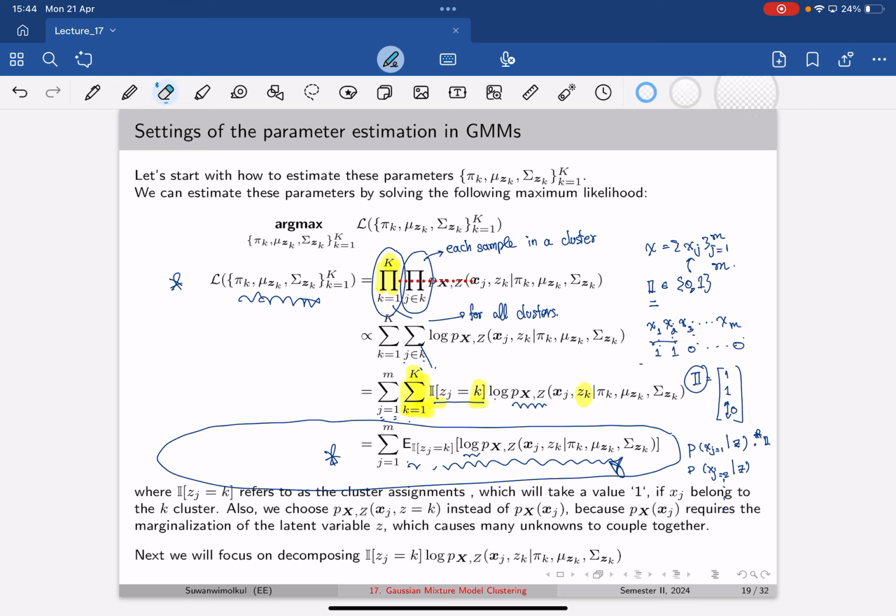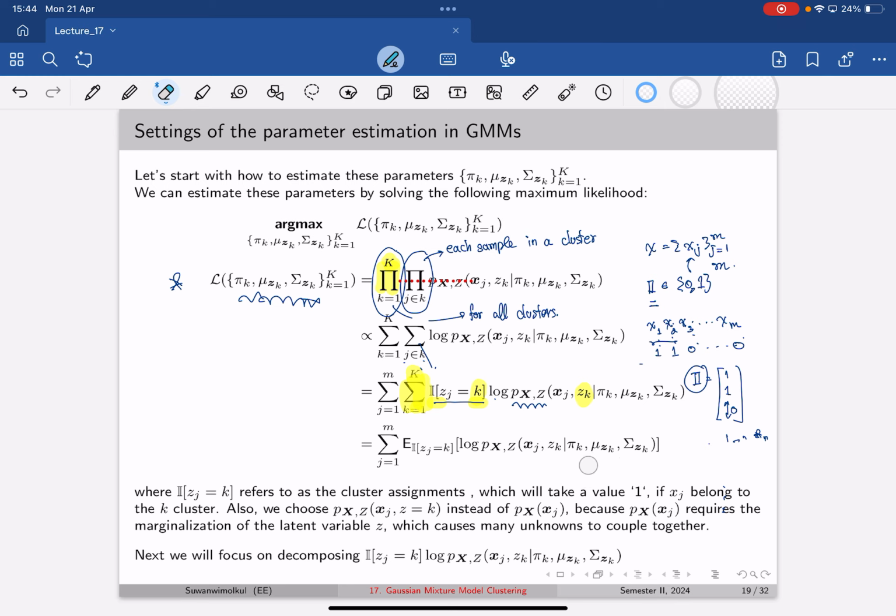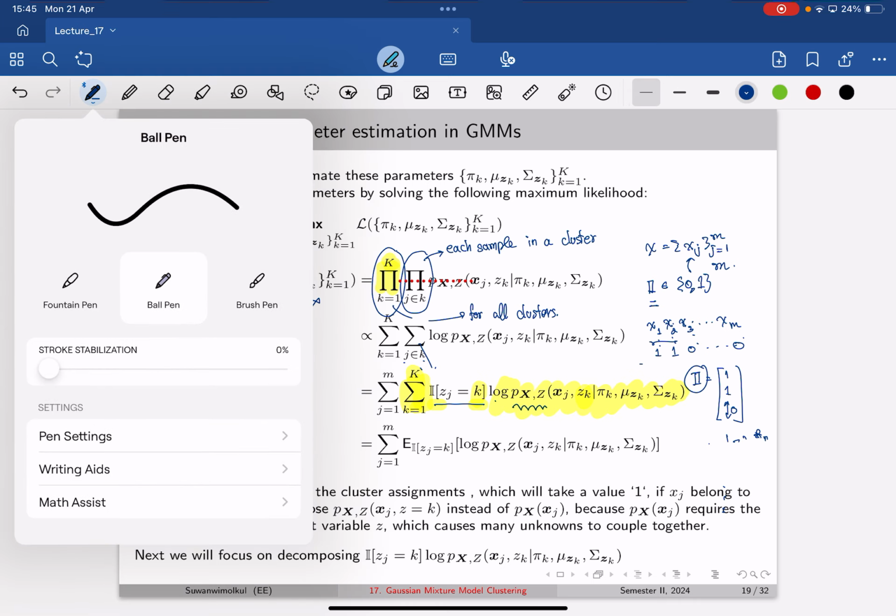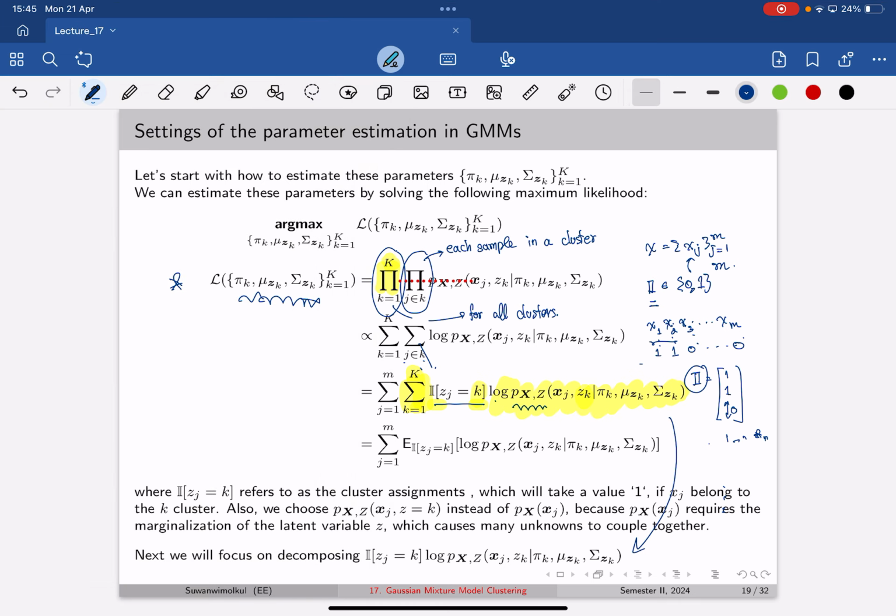Okay, I think the very mysterious thing is about this term that we will try to decompose, because actually this term will give you the closed form formulation for your model parameters update. So that's kind of the reason why in the next slide we will go over decomposing this part.